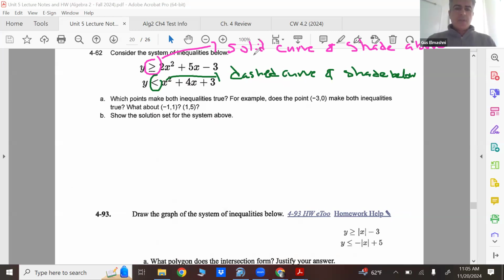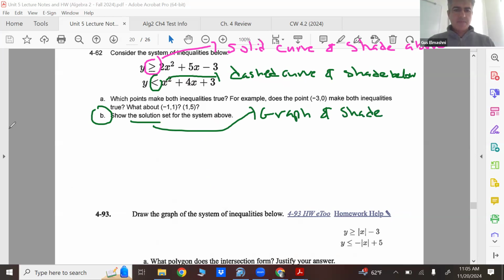So let's just go straight to part B, and I'll answer part A afterwards. But let's go straight to part B. The show the solution means a graph. Graph and shade. So let's do it. I should use Desmos, but that's okay. I'm gonna do this by hand. 1, 2, 3, 4, 5, 6. 1, 2, 3, 4, 5, 6. Correct, yes.